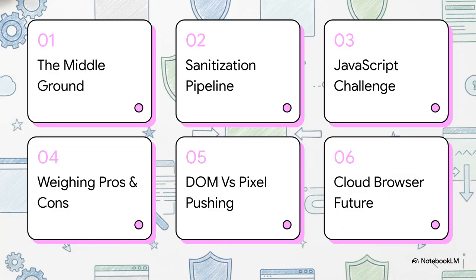Okay, here is our roadmap. We've got a 6-part journey today. We'll start with the isolation middle ground, peek inside the sanitization pipeline, tackle the JavaScript challenge, weigh the pros and cons, pit DOM against pixel pushing, and wrap up with the cloud browser future.